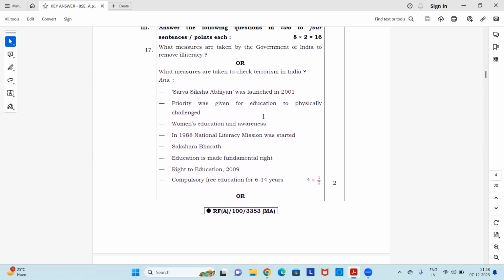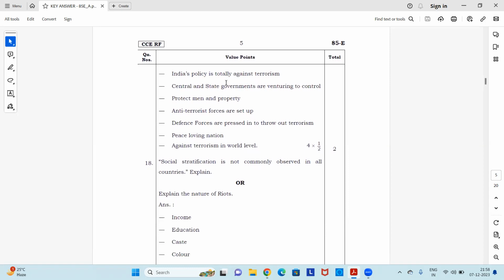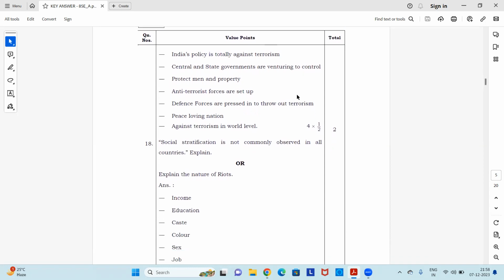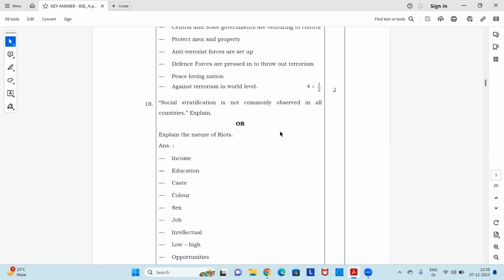If you are selecting the second question, check terrorism, then we have the answer here. The key points are here. India's policy is totally against terrorism. Central and state governments are venturing to control terrorism and protect men and property. Anti-terrorist forces are set up. Defense forces are pressed into action throughout terrorism. India is a peace-loving nation against terrorism at the world level. Okay, so these are the policies of India, you could say, to stop terrorism. So these are a few points. Again, same thing here: you can write any 4 points, each will carry half mark, and you will get a 2 mark score here. Next, going to the next question.